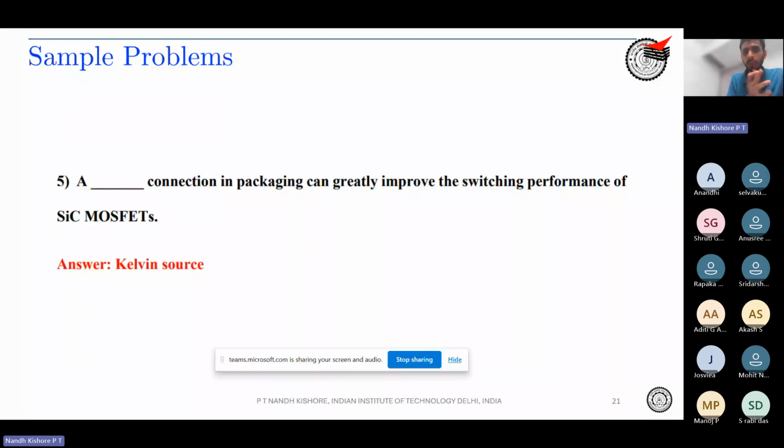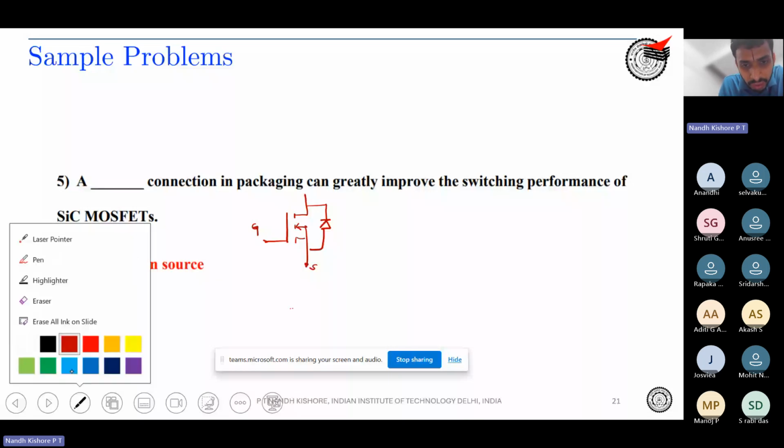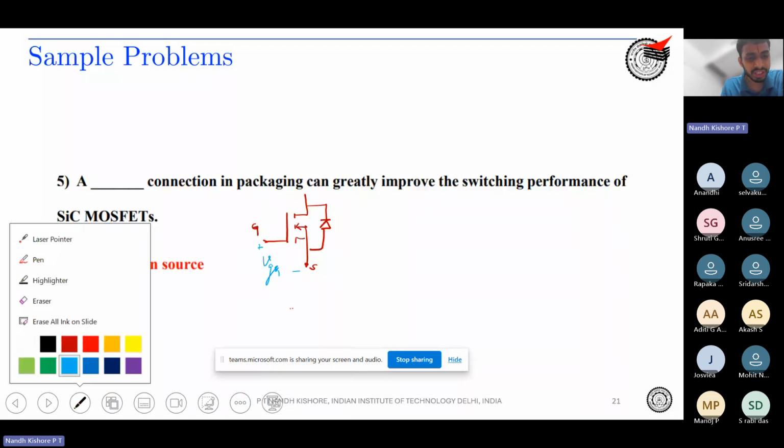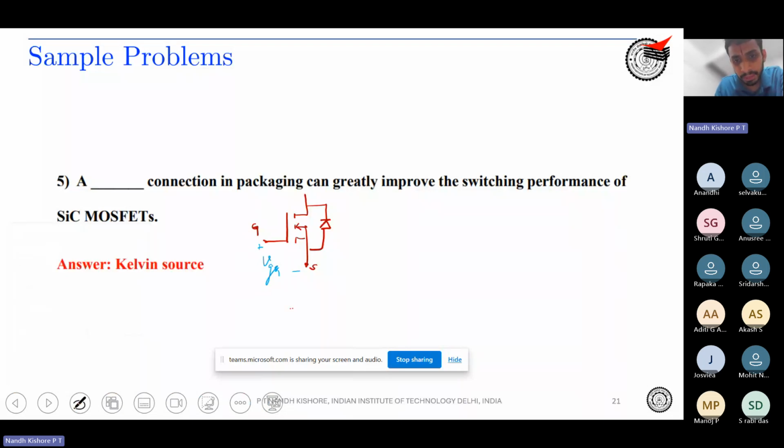So the point is, you forget about Kelvin source and all. Let me draw a MOSFET. So this is the gate and this is the source. What you are applying is basically a VGS over here. You consider two cases. This is one, and on the other instance, I will draw another MOSFET.